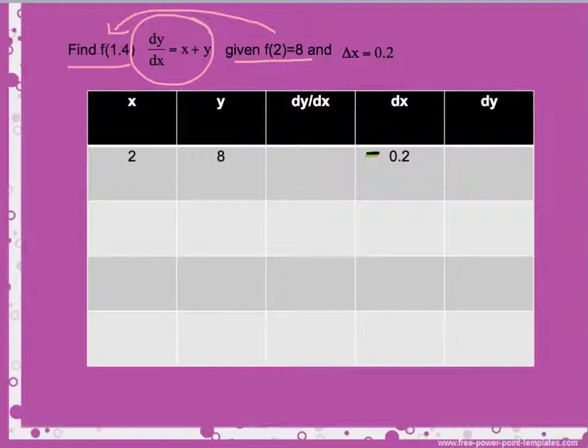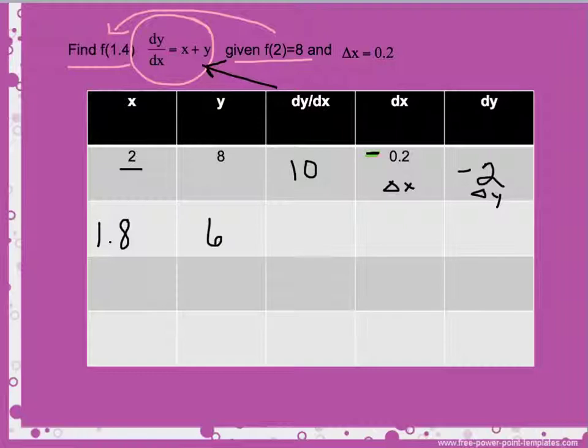So then dy dx, using my first point of 2 and 8, dy dx is x plus y. Well, that would make that 10. Multiply by negative 0.2, and I'm going to get negative 2. And then I'm going to adjust my x's and y's. So 2, delta x is negative 0.2, so that's going to put me at 1.8. My y was 8, but my delta y was negative 2, so that moves it to 6.